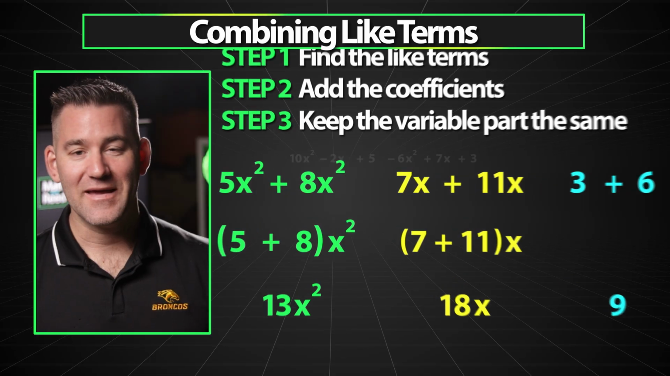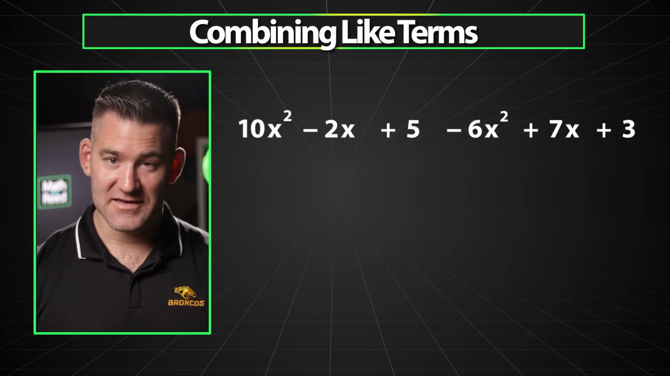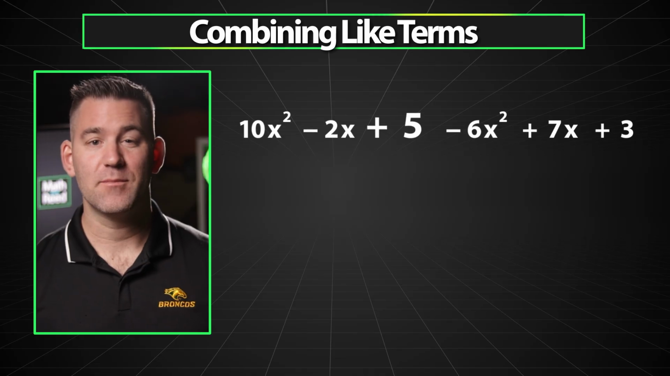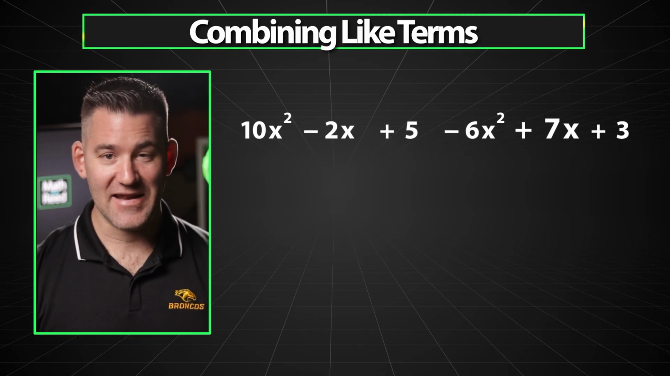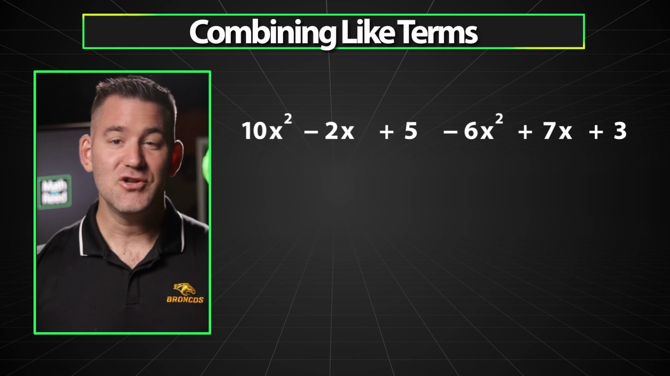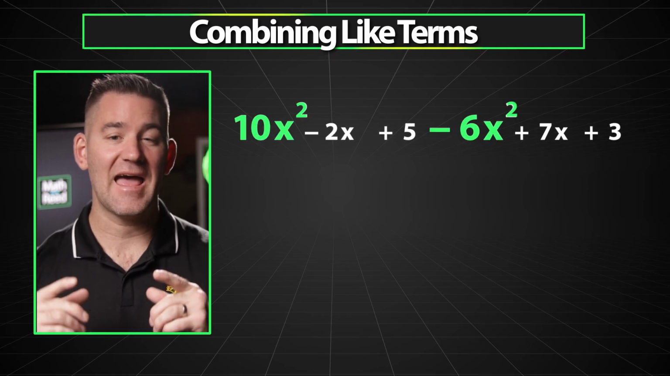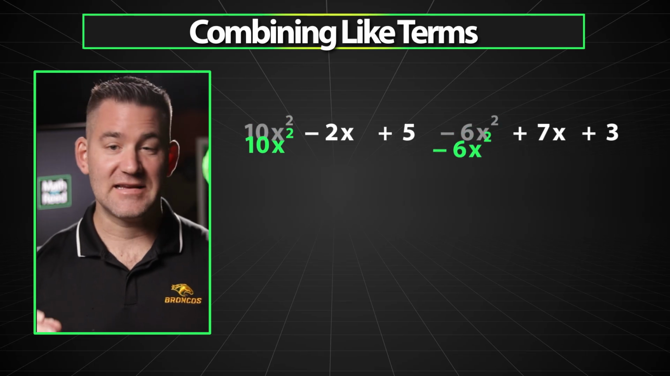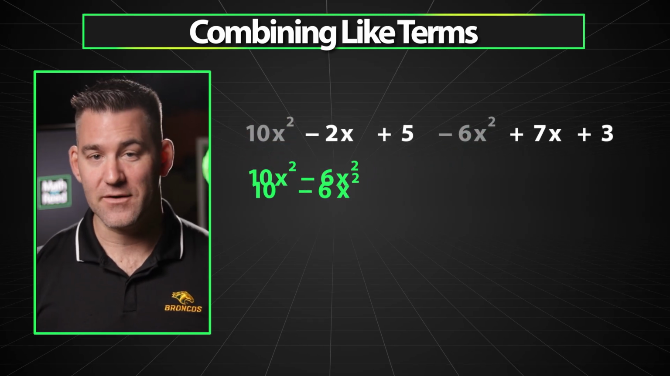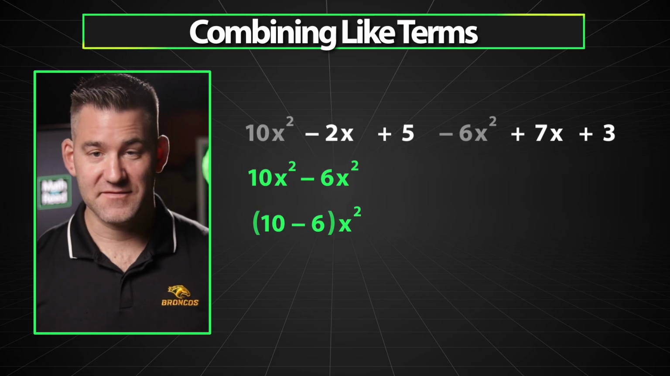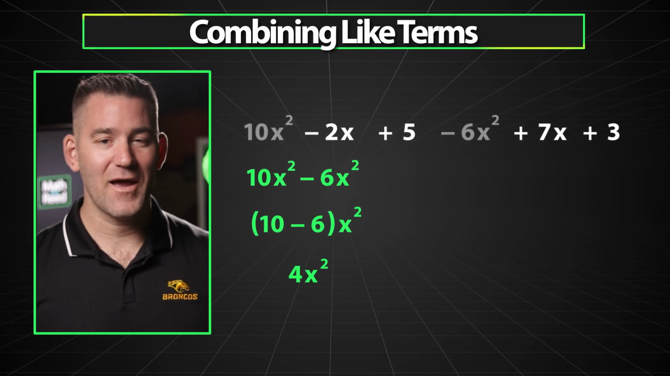Let's keep this going and take a look at another example. Here we have 10x squared minus 2x plus 5 minus 6x squared plus 7x plus 3. To begin, let's start with the biggest power, which here is x squared. I see we have a 10x squared and a negative 6x squared. Well, 10 plus negative 6 is 4, so we get 4x squared.